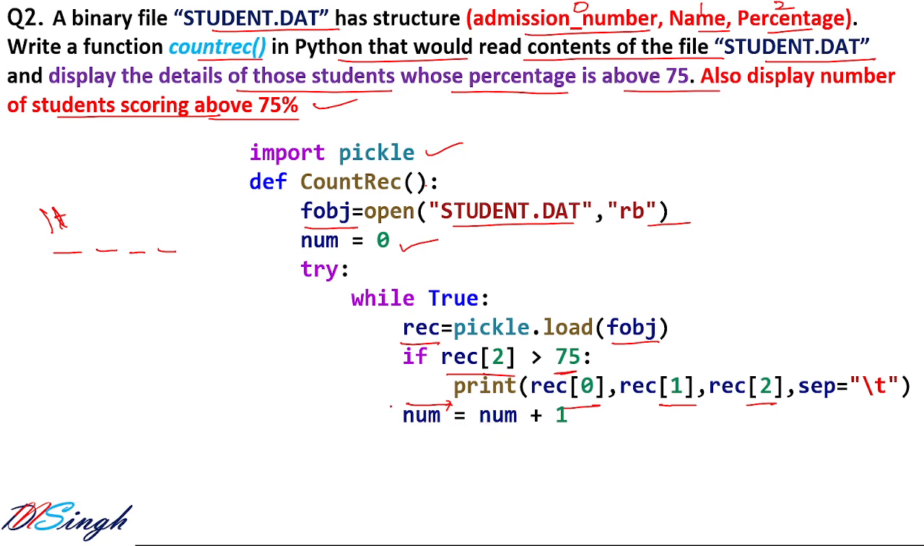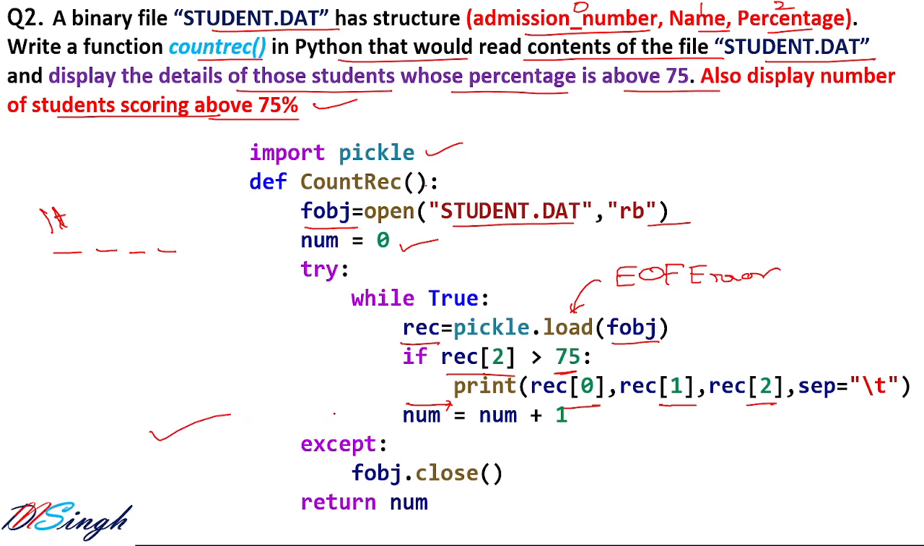Fine. We are going to perform the same thing again and again. Load the next record, check for the percentage. If it is greater than 75, display the record, increment the counter. If it is not greater than 75, go for the next record. What will happen at the end? When your file is exhausted, the load function will generate an end of file error. So the end of file error will be generated by this load function, and then we are going to catch that inside the except block, end of file, and close our file pointer. And that's it about this question.